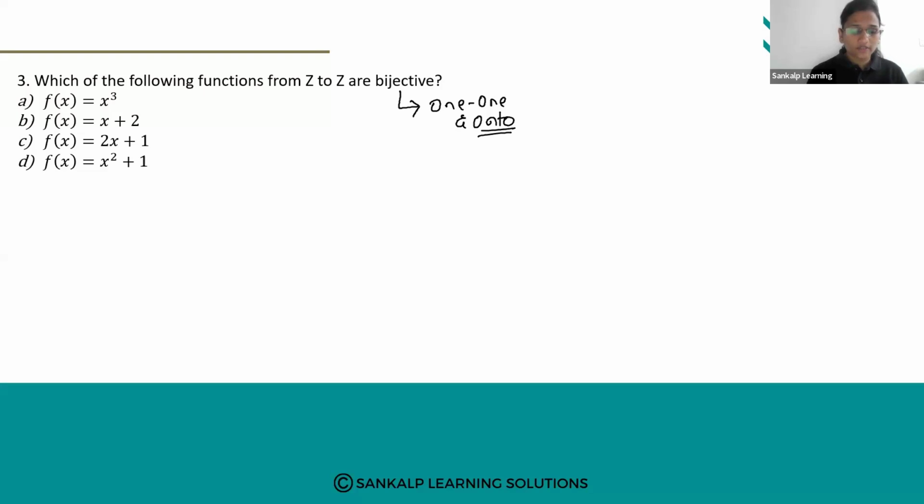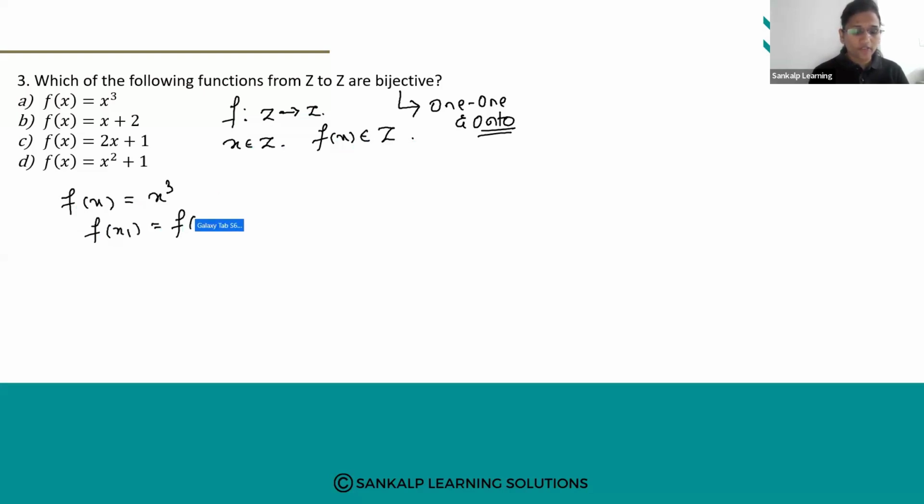Now, from where to where is the function defined? From Z to Z. That means x should belong to Z and f of x should also belong to the set of integers. So let us start checking one by one. Say the first function is f of x equals x cube. For the one-one condition, let f of x1 equal f of x2, then x1 must be equal to x2. Am I correct? So this is x1.